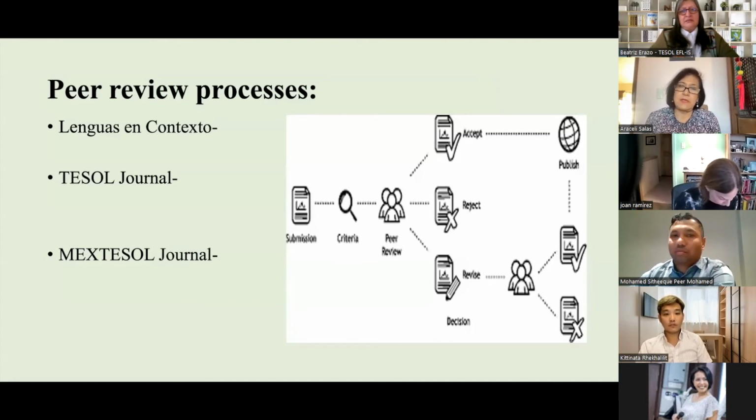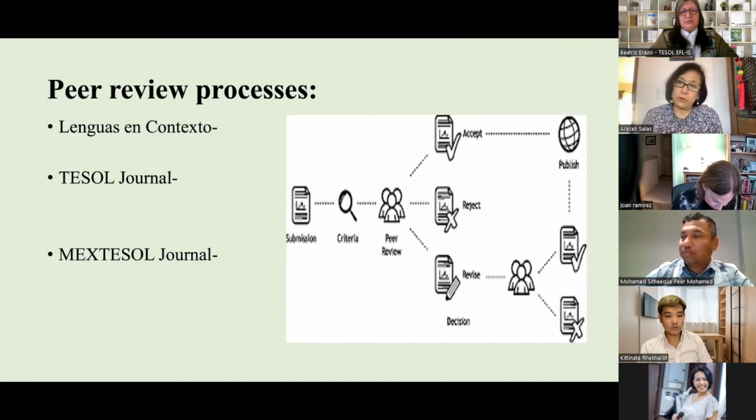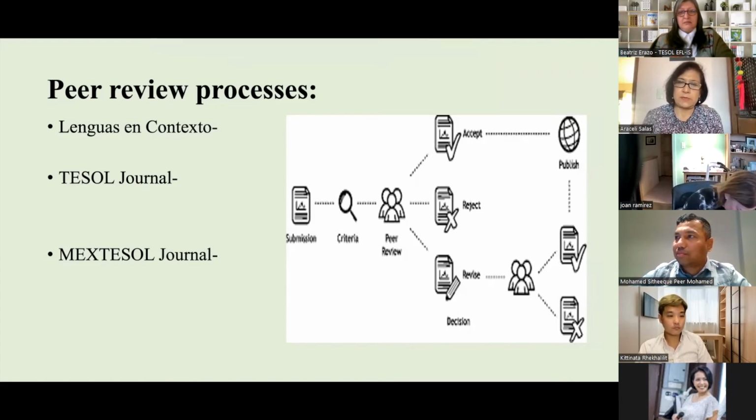Yes, if you are interested, I can tell you how to send your manuscript. Of course, you have to read the guidelines for each one of the types of manuscripts.